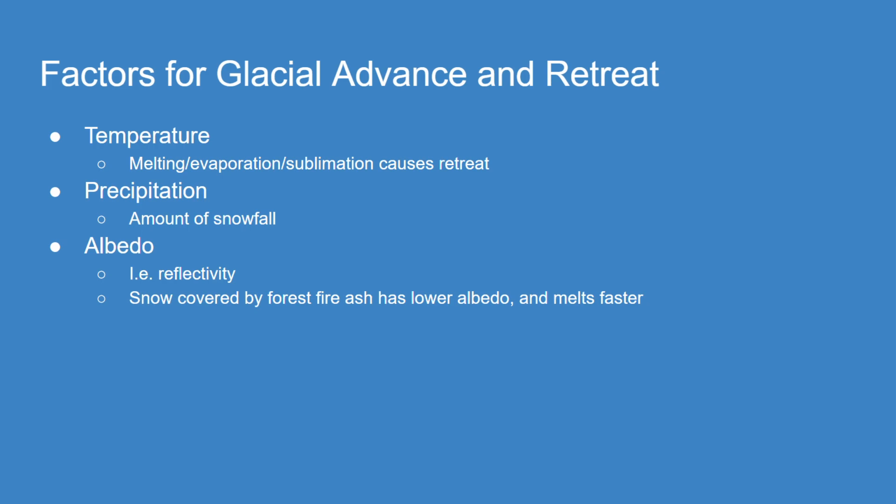And then the albedo, which is the reflectivity. Because climate change caused forest fires, snow covered by forest fire ash has a lower albedo, which makes it melt faster, and this is a giant positive feedback loop.